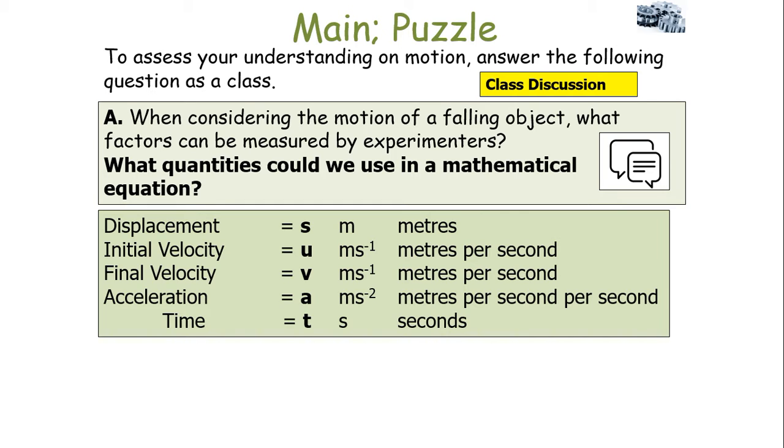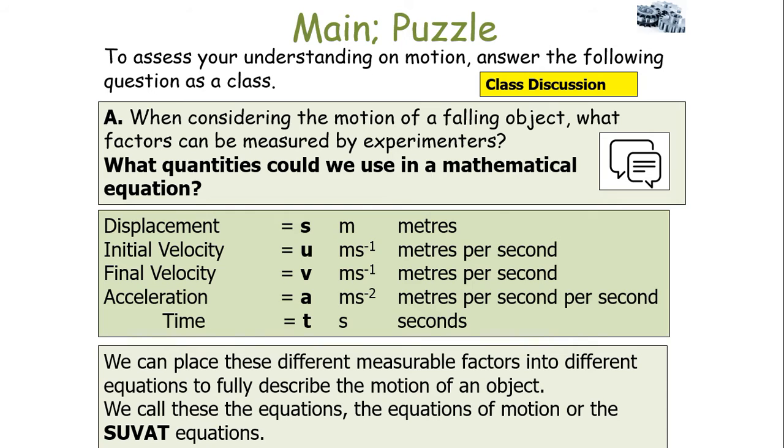Displacement, which is given the symbol s and measured in meters. The initial or starting velocity, given the symbol u and measured in meters per second. The final velocity or the ending velocity, which is given the symbol v, which again is measured in meters per second. Acceleration of the object, which is given the symbol a, measured in meters per second squared. And finally, the time taken for the motion, which is given the symbol t, and the units are seconds. Now we can place these different measurable factors into different equations to fully describe the motion of an object.